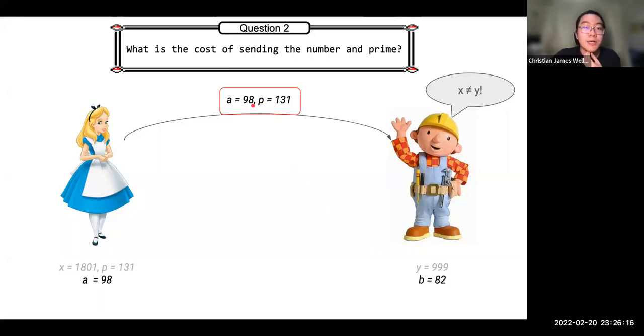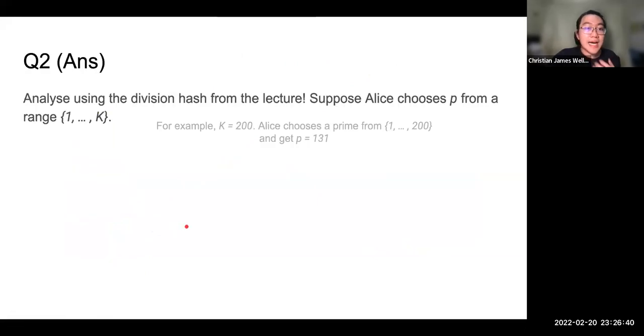So the question again is, what's the cost of sending the number and the prime? We didn't really specify because we wanted to decide how big the prime should be. Naturally, we cannot let the prime be too big in terms of the number of bits, because otherwise that defeats the entire purpose. Our main purpose is to reduce the communication complexity. Notice how the prime here is way smaller compared to the number X. All right, so here's the answer.